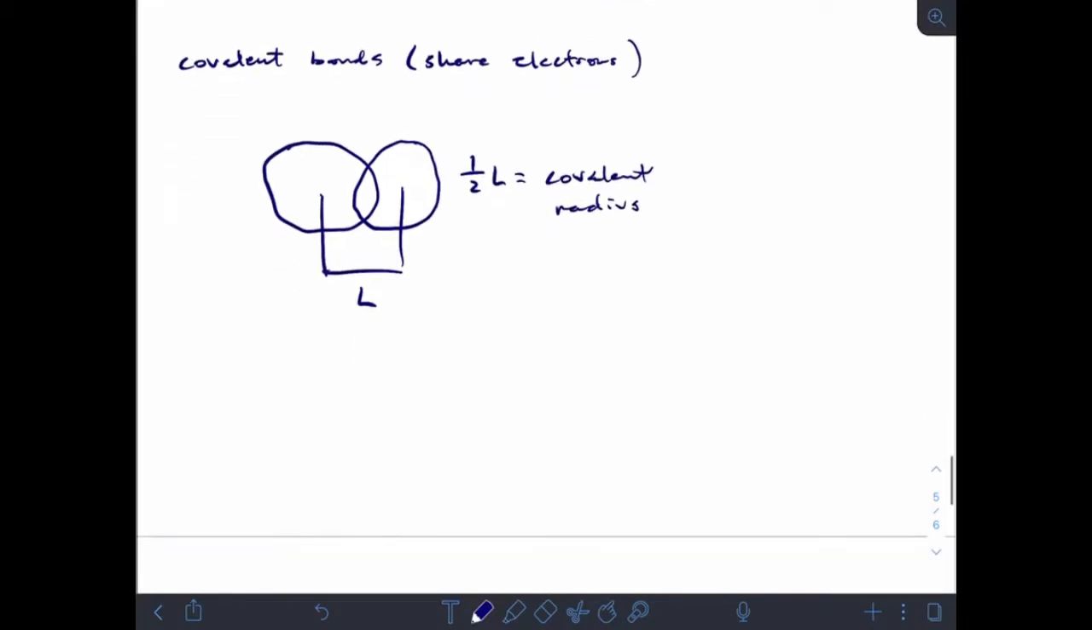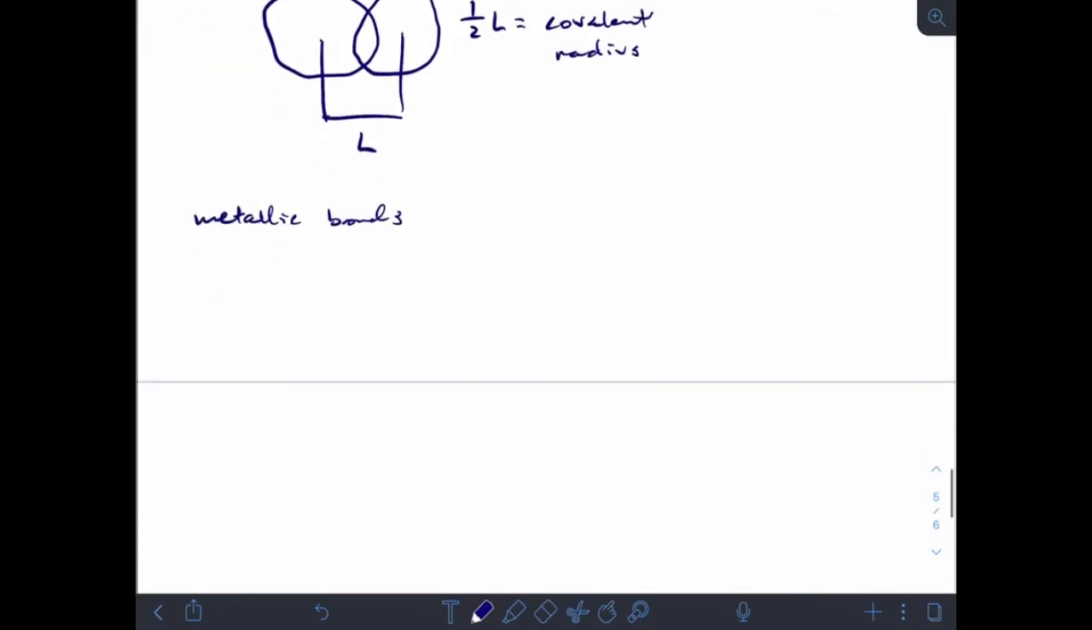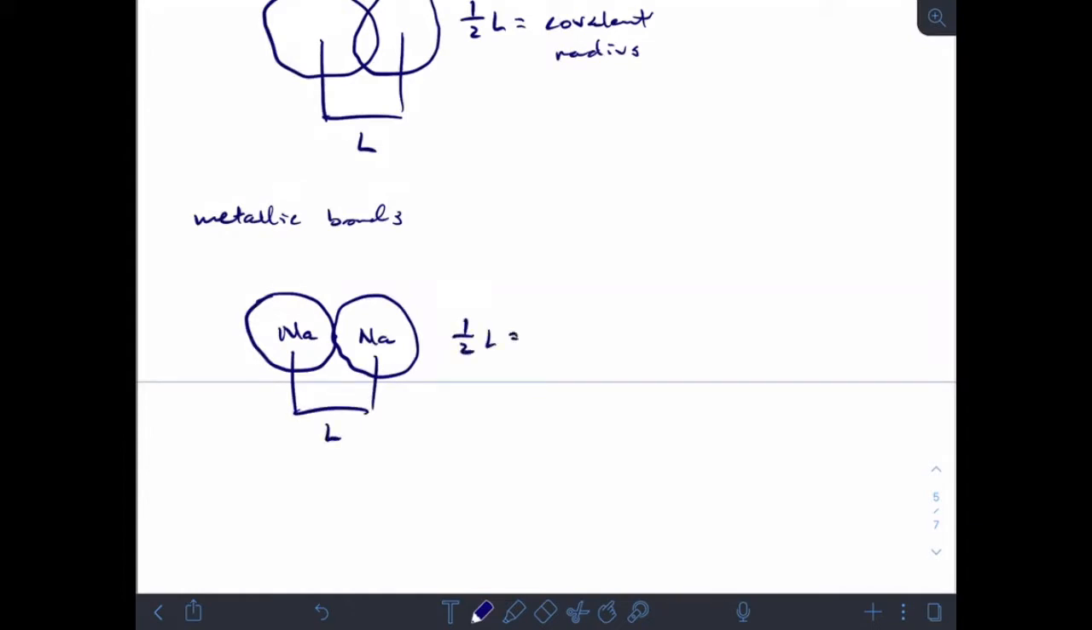Right, we can talk about metallic. With metallic bonds, our elements stack up right next to each other. So 2 sodium atoms, for example, and we'll measure from the center of each. So 1/2 L again is our metallic radius.